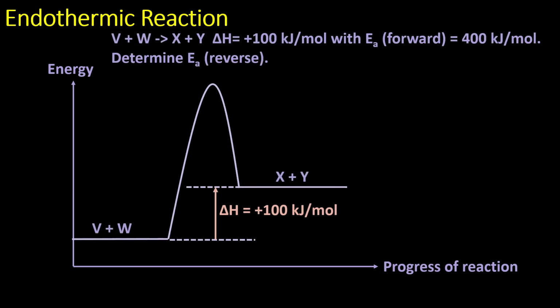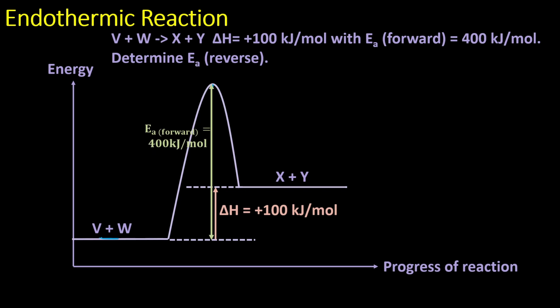For endothermic reactions, how do we determine the activation energy for the reverse reaction? Given the reaction has reactant V plus reactant W reacting to form the product X plus product Y, and the enthalpy of the reaction is positive 100 kJ per mole with the forward reaction having activation energy equal to 400 kJ per mole. To determine this, again, first we need to label the activation energy for the forward reaction. Again, for the forward reaction, the activation energy is the energy difference between the reactants and the transition state. So label it as 400 kJ per mole.